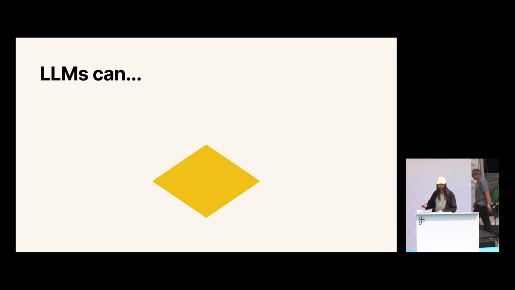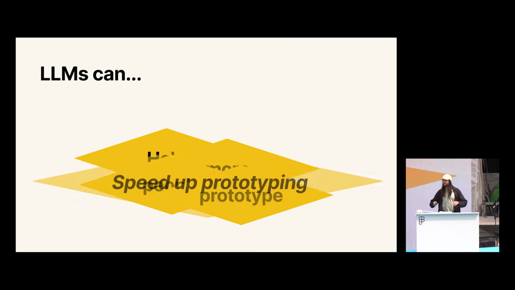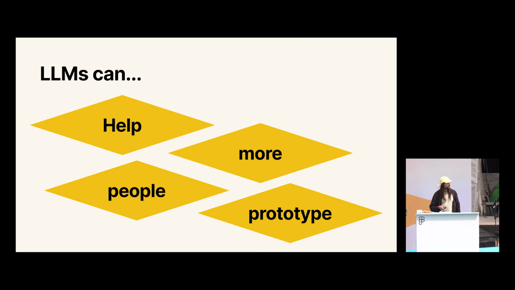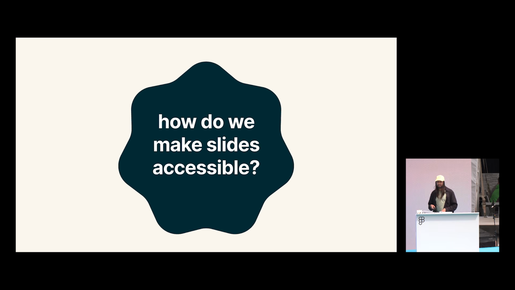What I've noticed through working a lot with these models is that LLMs can speed up your prototyping. They can also let more people prototype. But you know what they cannot do? What hasn't changed is that they cannot decide between the prototypes or experience them or feel them. So let's talk about this a little bit.